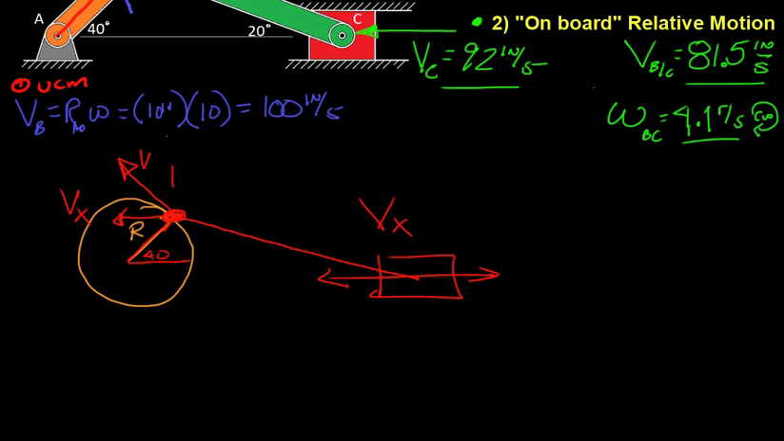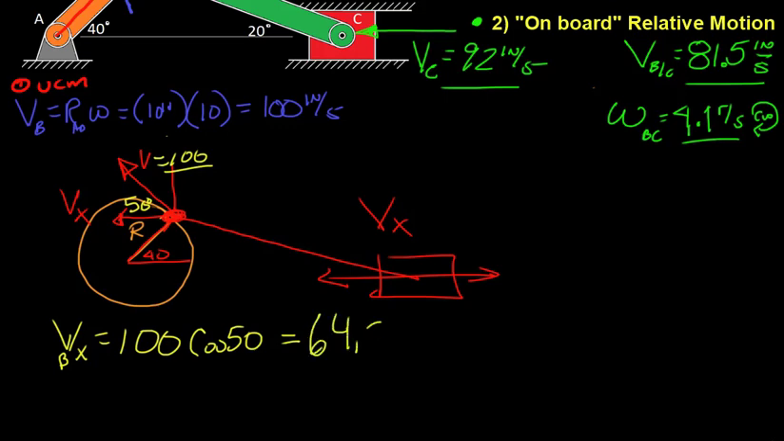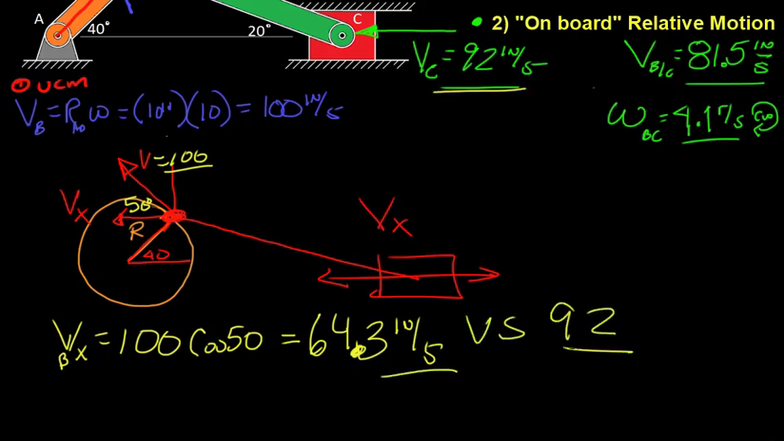This is 40 degrees, which makes this 50 up here we saw, and that was 100. So Vx of B will be 100 cosine of 50, which is 64.3 inches per second. And we found the velocity of C to be 92. Why does that have so much error?